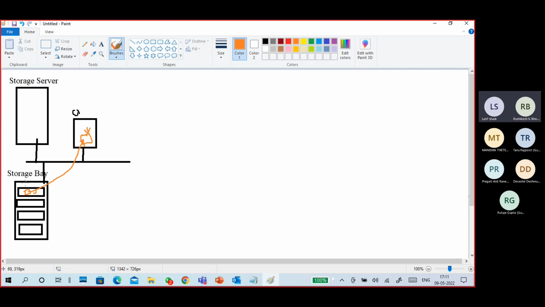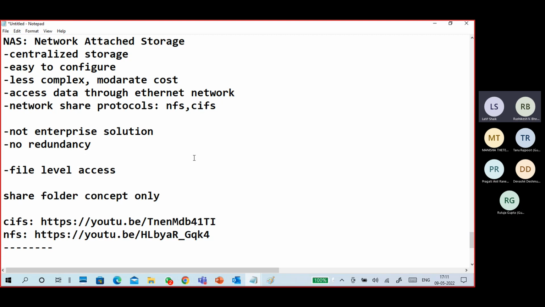So who will create it and how are permissions given? From the server only. I'm an administrator, so from this console I will say this is the storage location, create a folder and give access permission for a user. Let them access, let them store. Only 10 GB he can store, or 20 GB he can store. Like that we can manage the storage. This is simply called NAS, network attached storage. This is one point I want to tell.